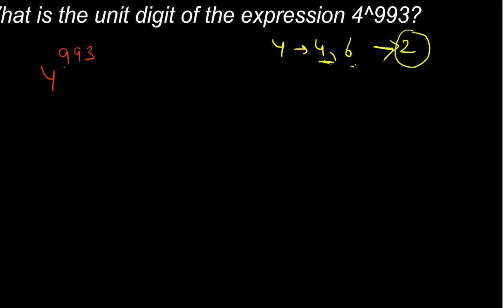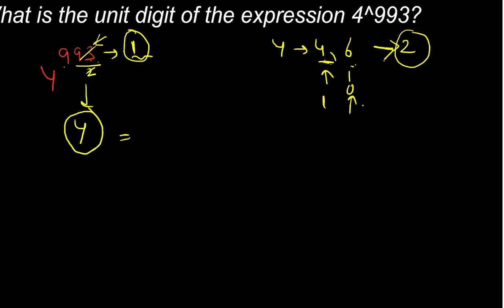So let's divide by 2. If you divide by 2, you will get a remainder of 1. If the remainder is 1, it is 4. If the remainder is 0, obviously it is 6. So this time the remainder is 1 because it's an odd number. If the remainder is going to be even, then you will get 6. So in this question, you will get this number as 4.